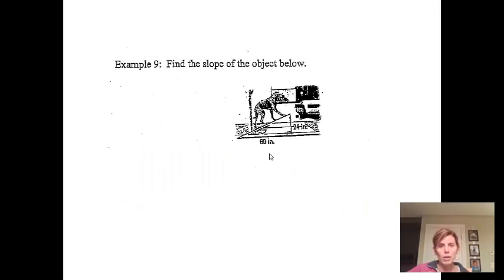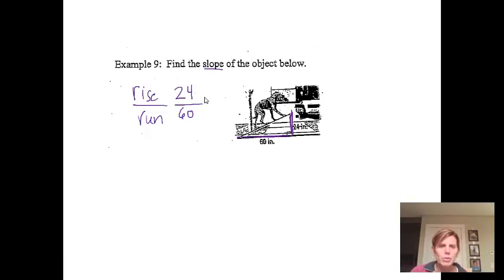All right, let's take a look at one that's drawn with a picture. It says to find the slope of the object below. Well, I do notice on this one there are no points, so we can't do y2 minus y1 over x2 minus x1. But what we can do is use what we learned, rise over run. So I'm going to look at the rise. You notice that this ramp is going up 24 inches, so I'm going to put 24. And then divided by the run, how far is this ramp running? This ramp is running 60. So my slope is going to be 24/60.